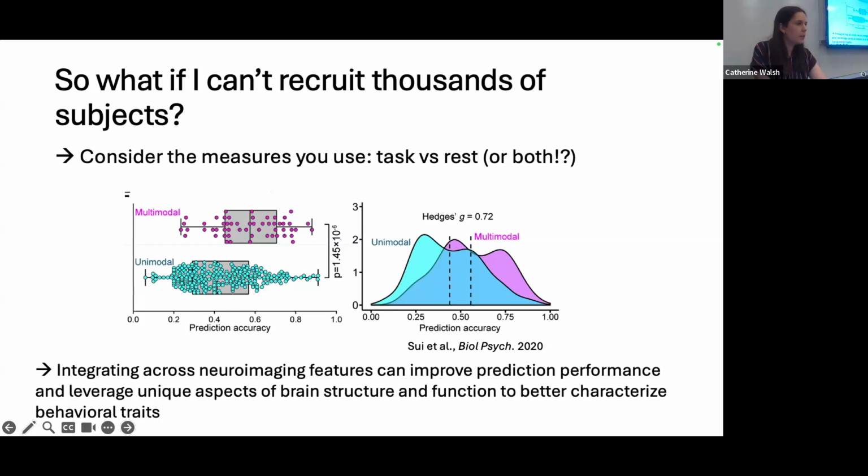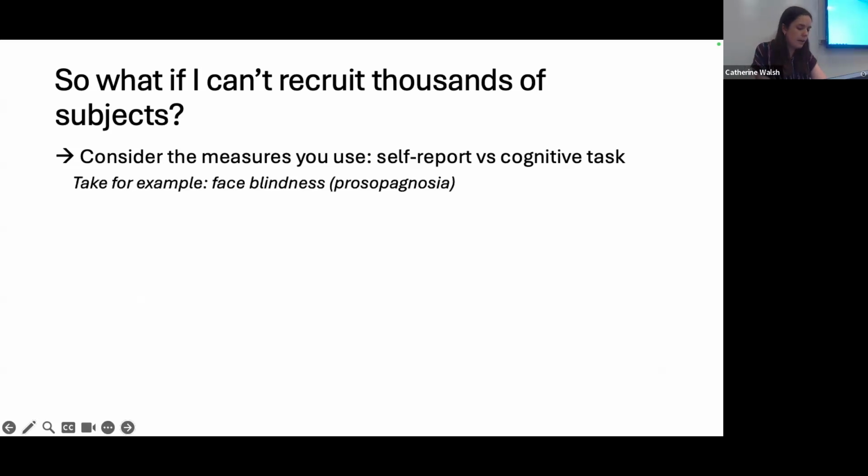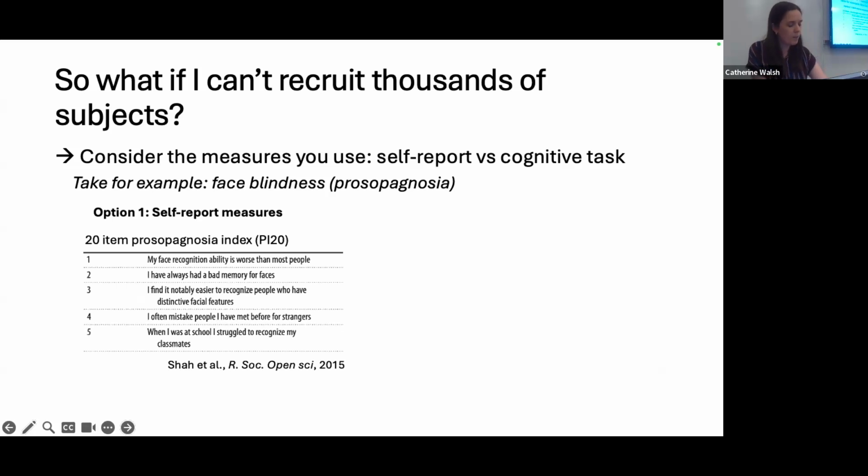So those are things you might think about in terms of the measures from the scanner. You also might want to think about the measure you use on the behavioral side, such as self-report versus a cognitive task. To show you what I mean, take, for example, face blindness, or prosopagnosia. If you want to see whether people have this condition, one thing you could do is use self-report measures. For instance, you could use the 20-item prosopagnosia index, where people read these questions and endorse how much each applies to them.